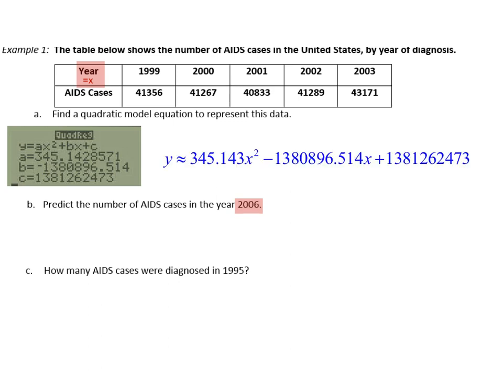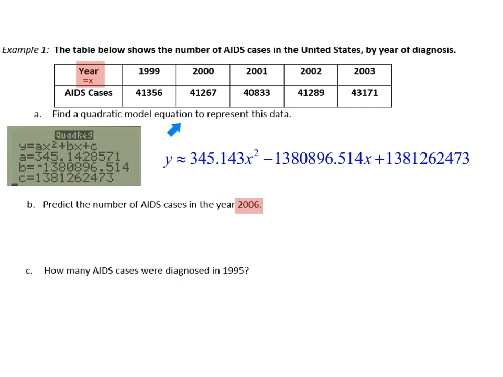So here is the written quadratic model. 345.143 x squared minus negative, what is that, 1,380,896.514x. And then you have your constant here. This is the equation. So your next question is, predict the number of AIDS cases in the year 2006.